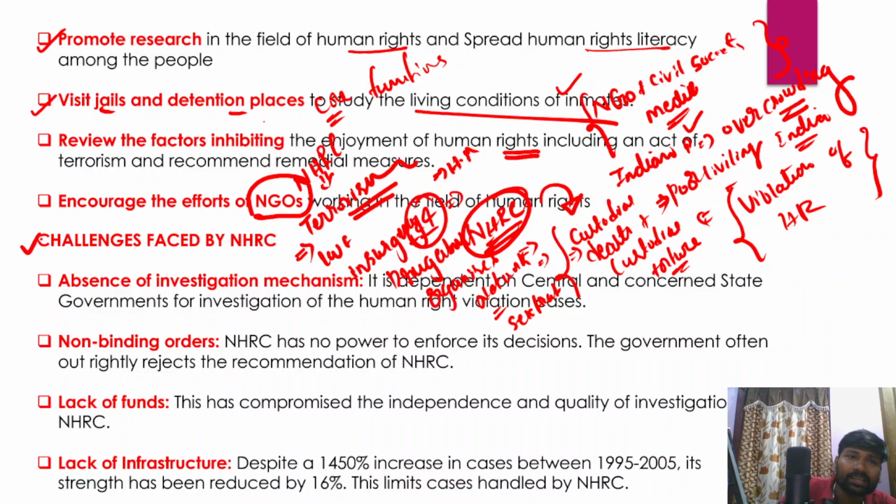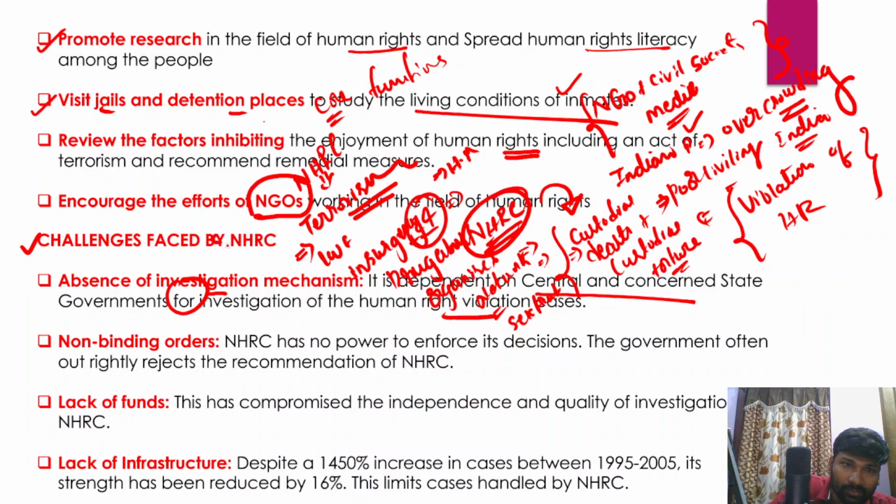Now, NHRC faces certain challenges. It has also been facing certain criticism as well. So let's try to understand the challenges and criticism that NHRC has been facing. In fact, absence of an investigation mechanism is one challenge. It has no specific or separate investigation mechanism to investigate matters, right? It is very often dependent on central and concerned state governments for investigation of human rights violation cases.